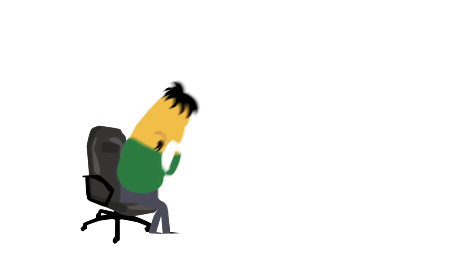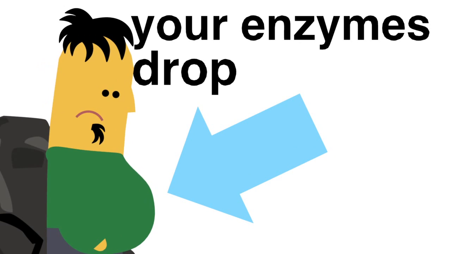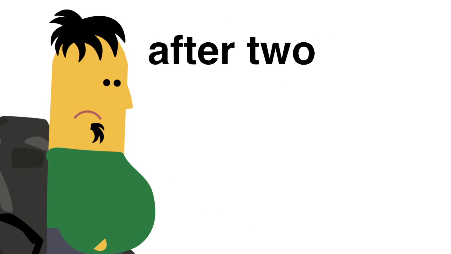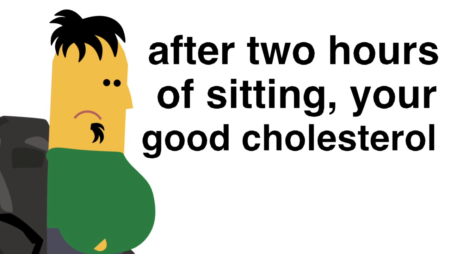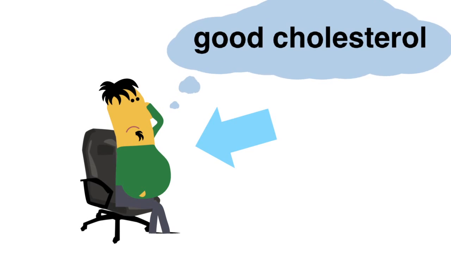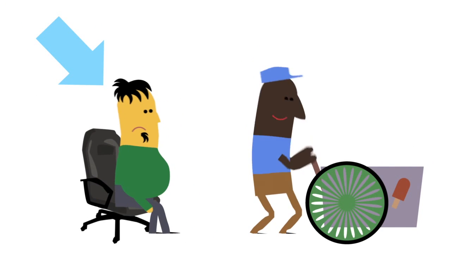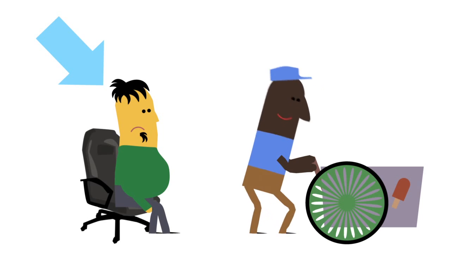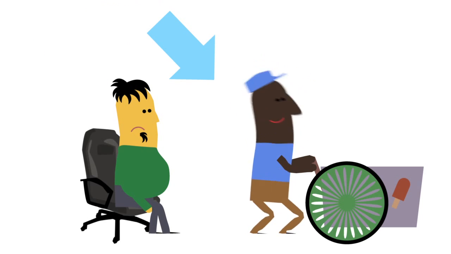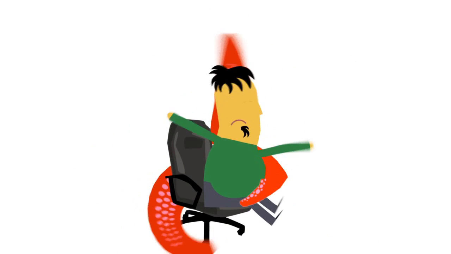And check this out. As soon as you sit, the electrical activity in your leg muscles shuts off. Meanwhile, the enzymes that you have that help you break down fat drop by 90%. And after 2 hours of sitting, your good cholesterol drops by 20%. You know, that stuff that helps protect your heart from disease and heart attacks. So people with sitting jobs have 2 times the cardiovascular disease as people with standing jobs. The sad truth? Sitting is killing you.